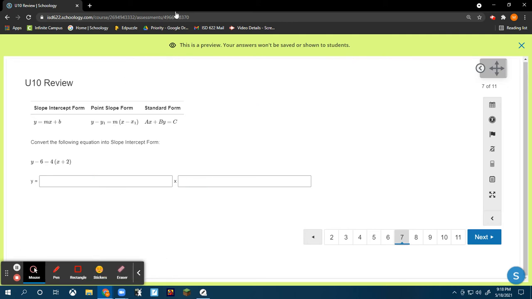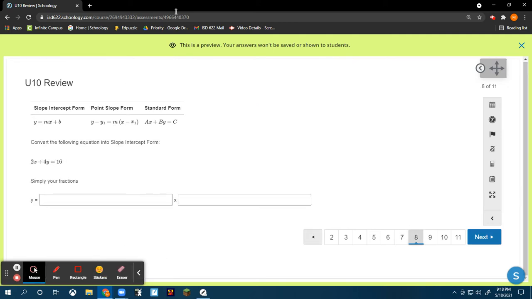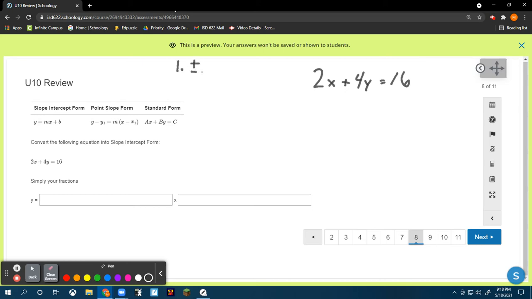Go to number 8. We're going into slope-intercept form from standard form. And there's only one step for this. Let's write it over here. 2x plus 4y equals 16. Well, there's actually 2 steps on these. Step 1, we want to add or subtract the mx. Or sorry, not the mx. Let me erase that really quick. Oh, bummer. Let's start this over. Should have used the eraser button, not this button.